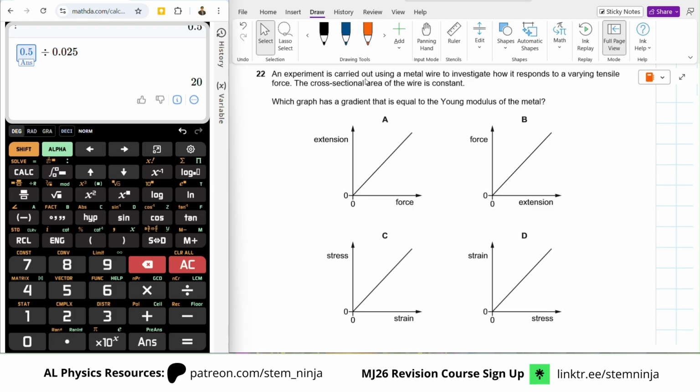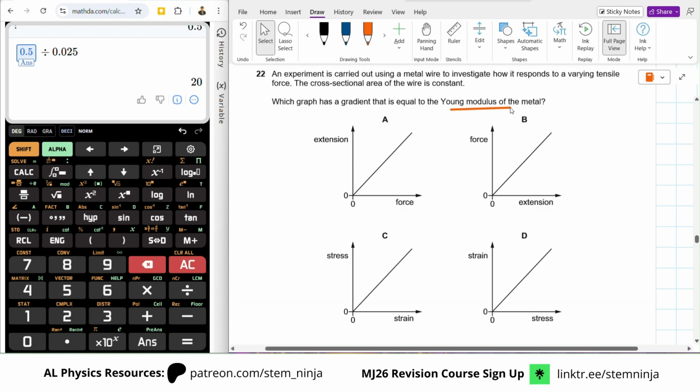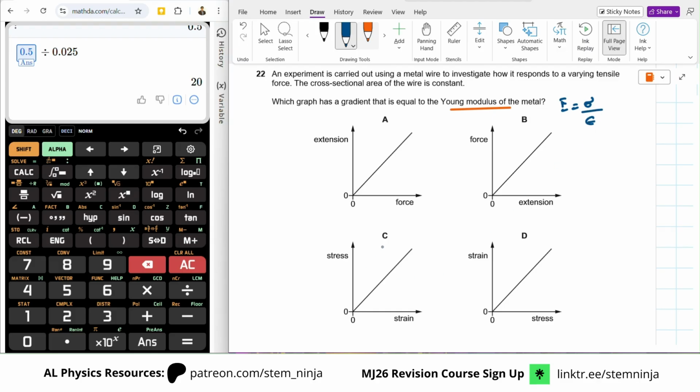Right. An experiment is carried out using a metal wire to investigate how it responds to a varying tensile force. The cross-sectional area of the wire is constant. Which graph has a gradient that is equal to the Young modulus of the metal? So Young modulus, remember, that is the ratio between stress over strain. So stress over strain basically is the C option.